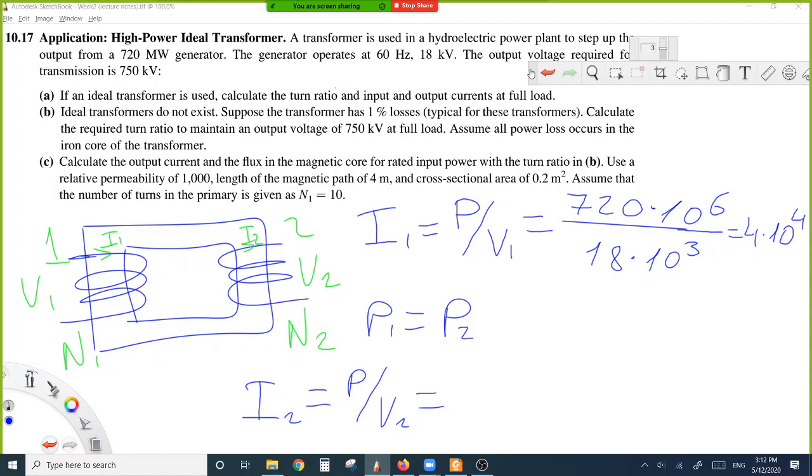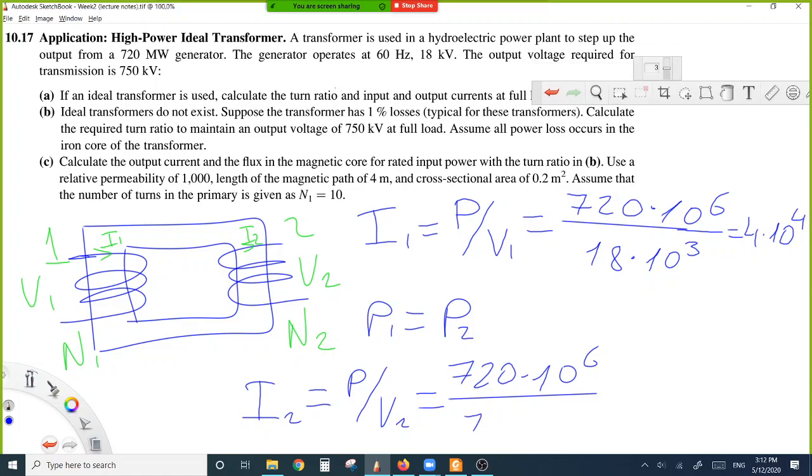Okay. It means that power is again 720 megawatt, 10 to the power 6, divided by the output voltage required for transmission, which is 750 kilovolt, which is equal to 72 by 75, which gives 960 ampere. Yes? Multiplied by 3.